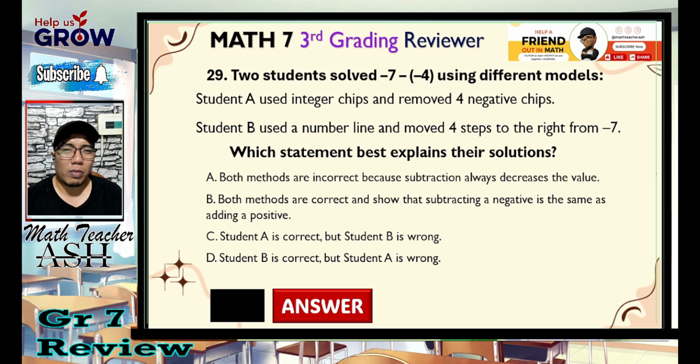Is it A, both methods are incorrect because subtraction always decreases the value? B, both methods are correct and show that subtracting a negative is the same as adding a positive? C, student A is correct but student B is wrong? Or letter D, student B is correct but student A is wrong? I'll give you 5 seconds to think about your answer.